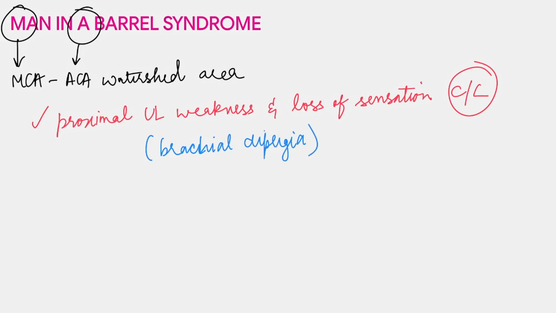So why is it called man-in-a-barrel syndrome? You can imagine a man in a barrel, through which the patient has legs. The patient is inside the barrel, but he has two holes for his legs. His upper limbs are inside the barrel and only his head is popping up. Since his hands are inside the barrel, he can't really use them. It's similar in man-in-a-barrel syndrome. His lower limb power, sensation, everything is intact, but his proximal upper limb is weak. He cannot really use it. Other than this, the patient can have aphasia also, but this is what you need to know.